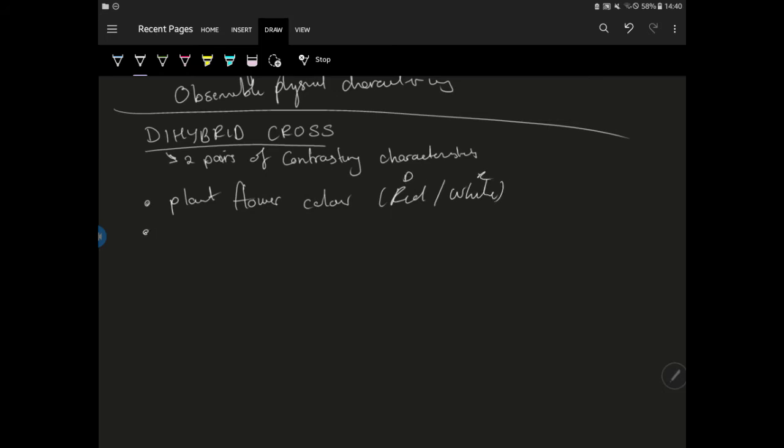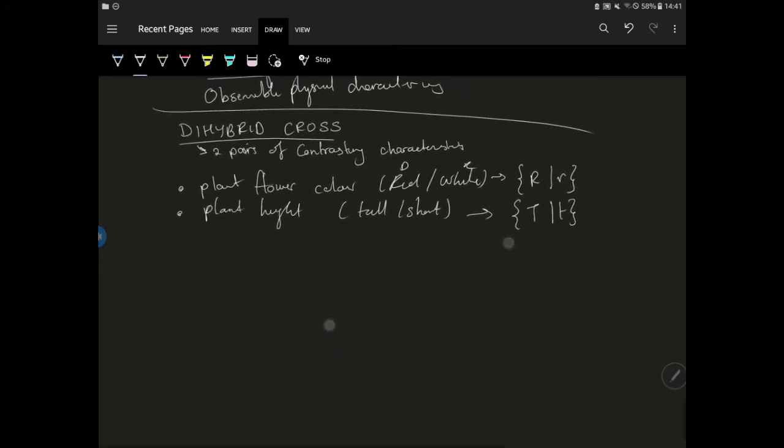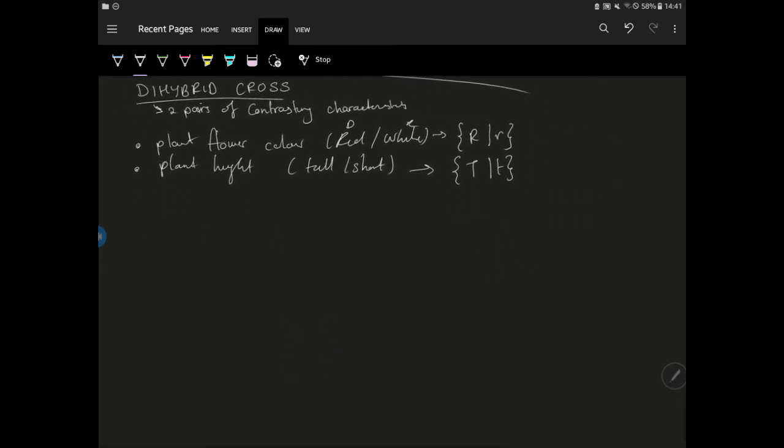And we're going to look at plant height. We're going to look at tall and short. Just to show this, we're going to speak about redness, so big R and small r, and big T and small t. So red flowers, tall, short, that kind of combination. We're going to look at it together. Okay, so let's look at how we go about doing this.